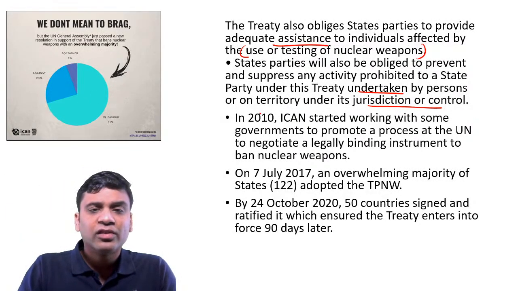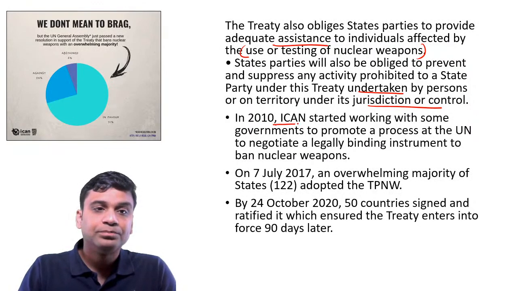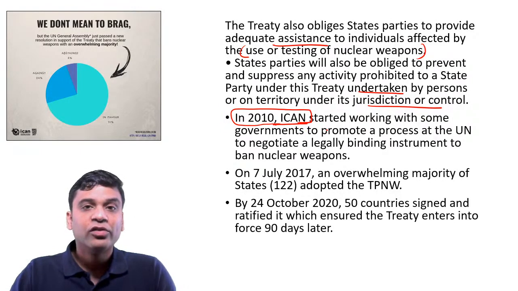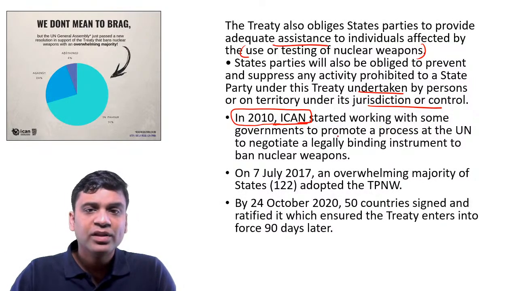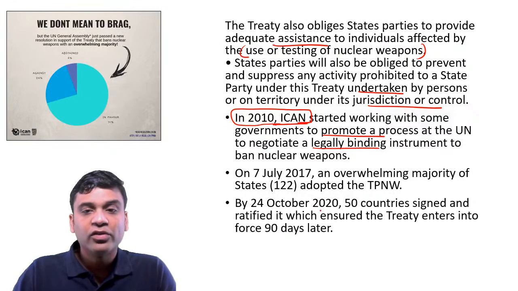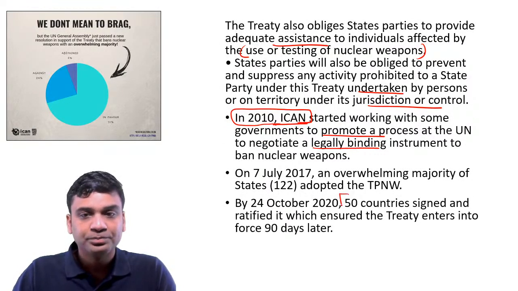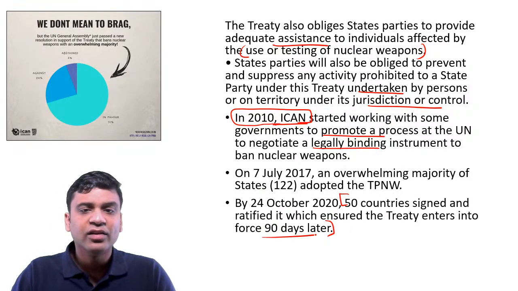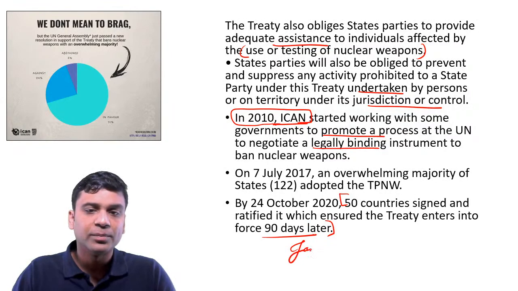And this is spearheaded by ICAN. You have to remember this. It is for the abolition of nuclear weapons. It is an NGO and it started working with the governments to promote a process at the UN to negotiate a legally binding instrument. In 2010 it started and now in 2020, 50 countries have signed. So the treaty has entered into force, 90 days later, that is on Jan 22nd.